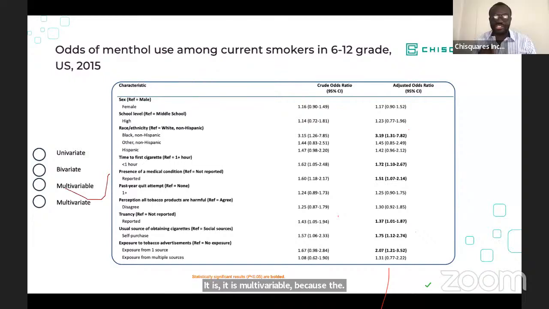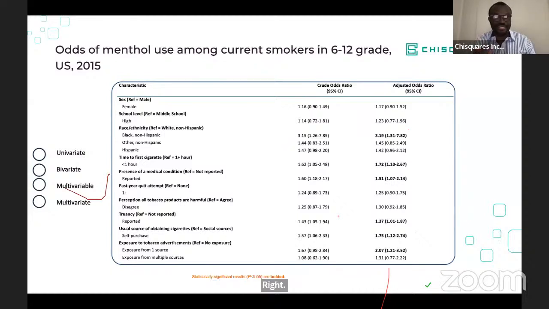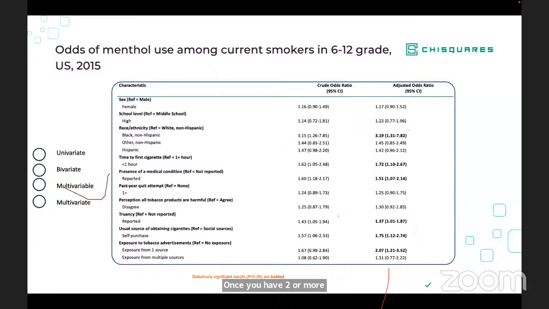Excellent. As long as you have only one outcome, that means it's multivariable, right? Once you have two or more outcomes, that's multivariate. So please, the distinction is quite clear. So please don't mix up those terms.